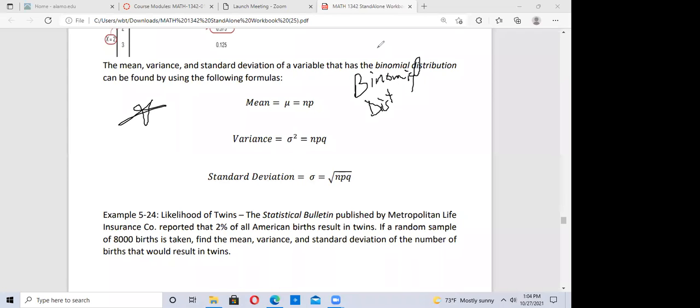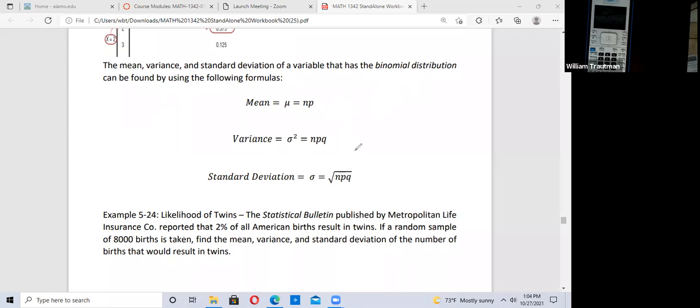Professor, I have a question. So for the variance and the standard deviation, the trials, the probability, and the opposite probability are still being multiplied together? Yes, and we're going to do that right now. NPQ means they're all being multiplied. If there's nothing between two letters, it means there's an invisible multiply sign there. Thank you for mentioning that.